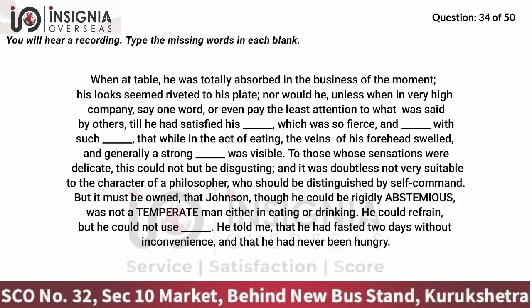To those whose sensations were delicate, this could not but be disgusting, and it was doubtless not very suitable to the character of a philosopher, who should be distinguished by self-command. But it must be owned that Johnson, though he could be rigidly abstemious, was not a temperate man either in eating or drinking. He could refrain, but he could not use moderately. He told me that he had fasted 2 days without inconvenience, and that he had never been hungry.